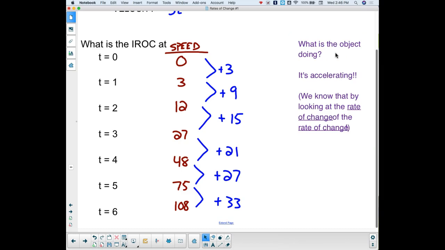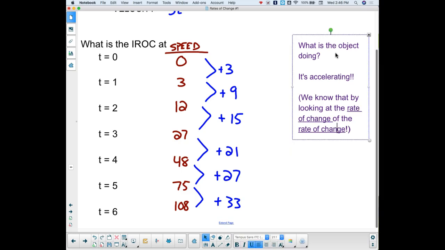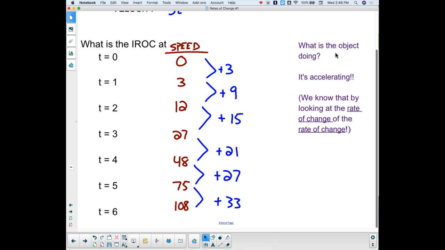The rate of change of the rate of change. There we go. Now it looks better. We know that by looking at the rate of change. This is the rate of change here. These blue numbers are the rate of change of the rate of change, of the instantaneous rate of change.